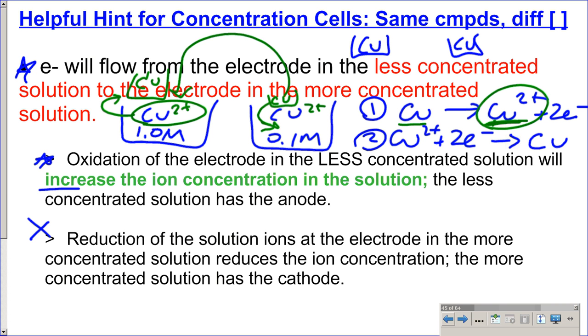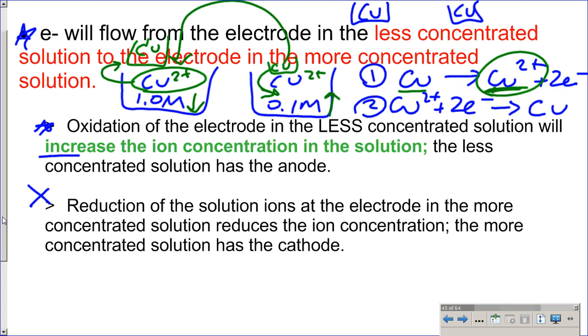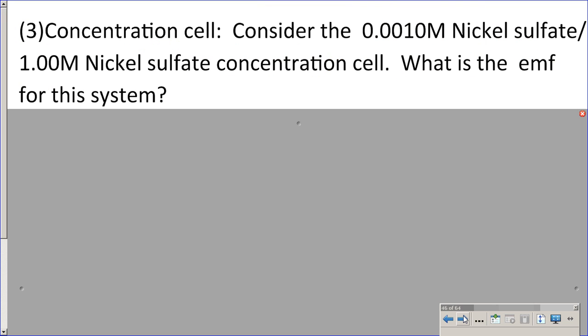What's happening to this concentration? As this ion is plated here, it's going to decrease, and as this ion is made here, it's going to increase, eventually coming out to equilibrium. So that's called a concentration cell. It's sometimes called a Daniell cell. I don't know, but that's just what it's called. So Daniell cells, here we go. Let's do an example. Concentration cell or Daniell cell.